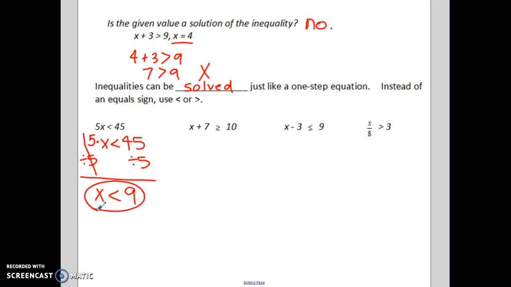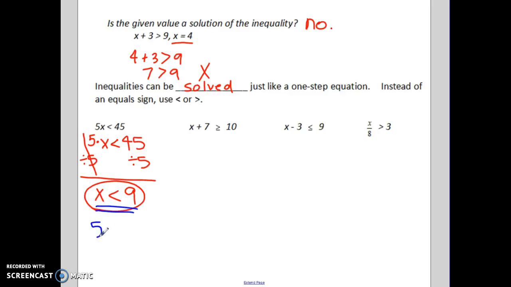Okay, 5 times 8, for example, would give us 40. 40 is less than 45. 9 actually does not work for a solution here. It has to be less than 9 because 9 times 5 would give us 45, and 45 is not less than 45 if we would plug that back into our equation. So when you're using the check step for this, you actually want to choose a number that is less than 9, since that's what our solution says.